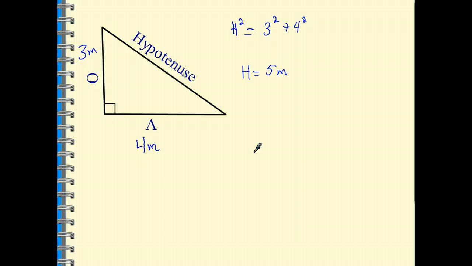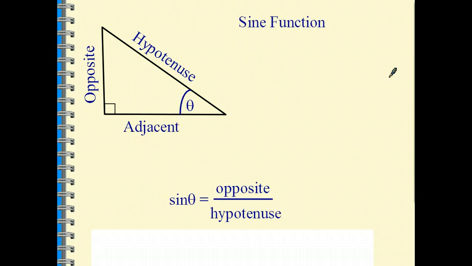Now, the issue comes into play when, what if we only have one side length and an angle? And that's where the idea of these trig functions come in. And keep in mind, these trig functions only work with right triangles. They only work with right triangles.